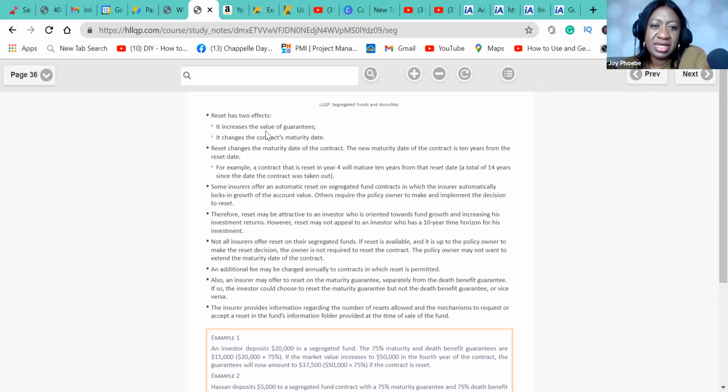So reset has two effects. It has an effect on the value of your guarantees, and it changes the contract maturity date. I've explained that to you.